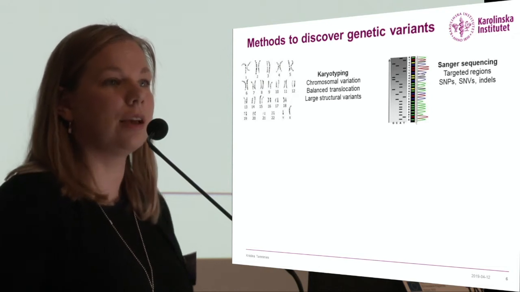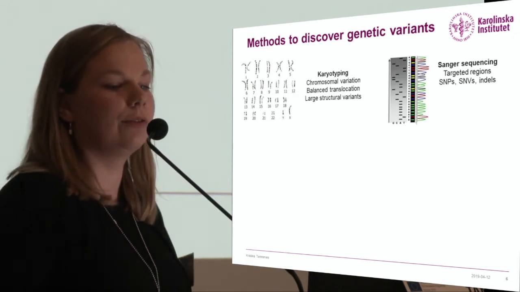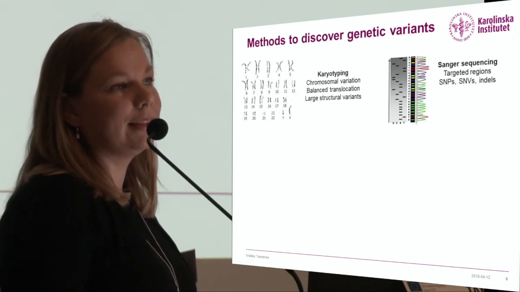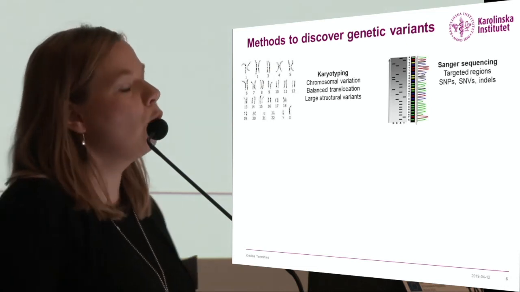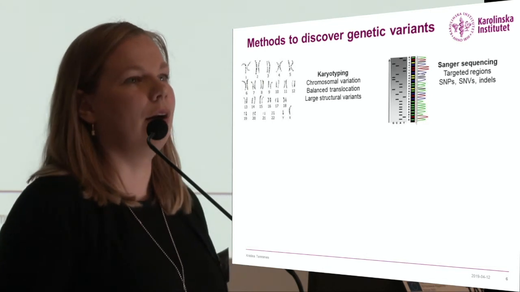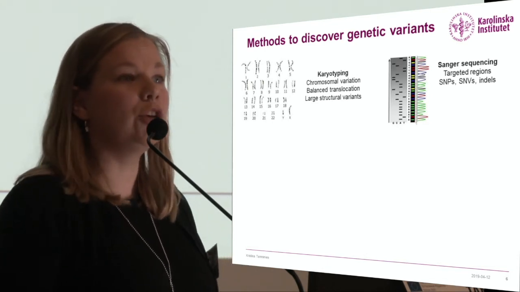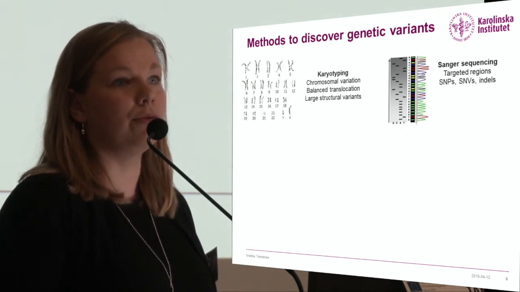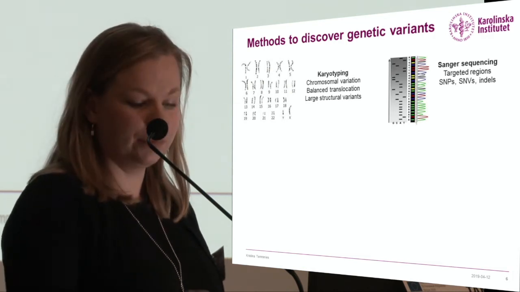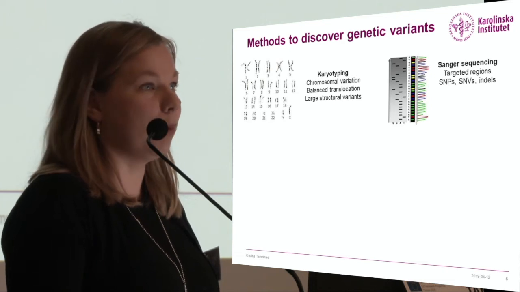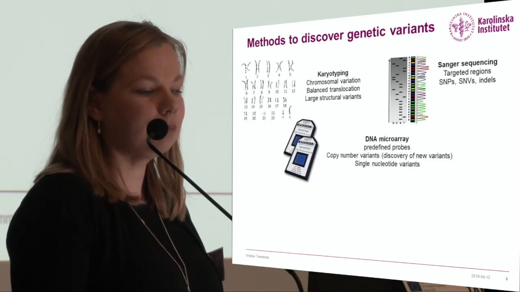Then we, of course, have Sanger sequencing. We have had it for a while now. With Sanger sequencing, you can look at single nucleotide variants, or copy number variants that are not very large, but you need to know what you're looking at, so that you can design your primers to hit the target. So you need to have prior information about what you want to look at.